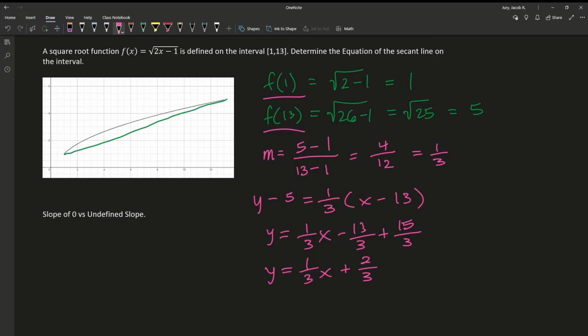Something I wanted to mention is the slope of 0 versus an undefined slope. An undefined slope is a vertical line, and a slope of 0 is a horizontal line. So when you're looking at these things, you really want to have them differentiated in your head. A slope of 0 does not mean there's no slope there. The slope is 0. It has a value. An undefined slope means there is no value. So we can't say that there's a slope present in an undefined slope situation.